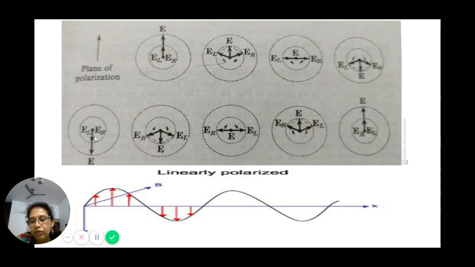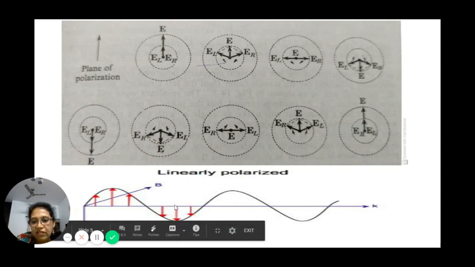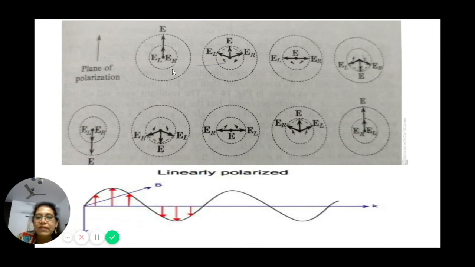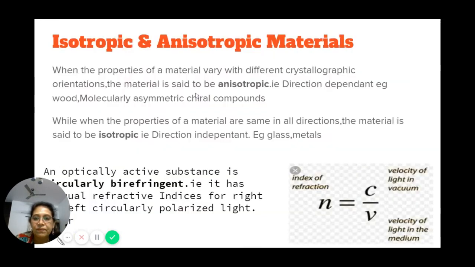So here the vectorial addition is maximum. This is this point of the wave, and this particular diagram represents this point of the wave. So you can see that this particular wave is a linearly polarized wave, and it is composed of an electrical component which is the right circularly polarized light and another one left circularly polarized light. Hope you have been able to understand this.